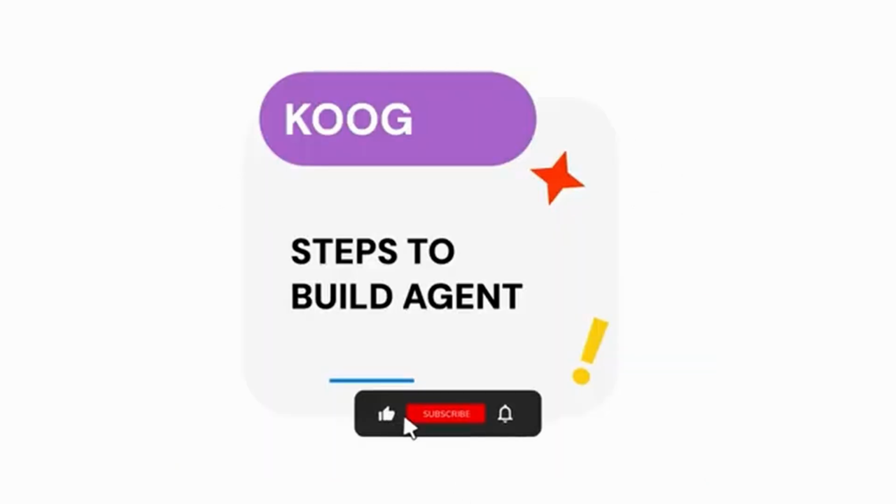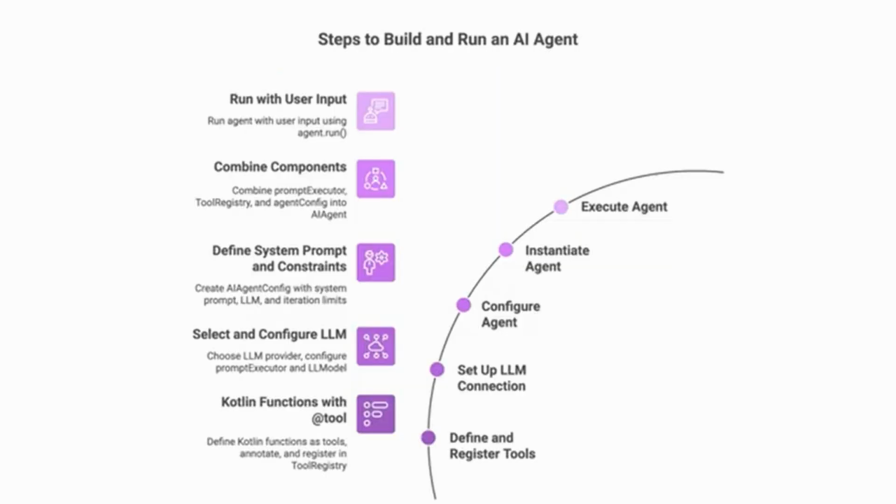Now, let's look at the actual steps to build and run an AI agent. We'll go bottom to top because that's how you actually build it. First step, define and register tools. This is where everything starts. Before the agent even talks to an LLM, you define what it's allowed to do. These are your Kotlin functions annotated with @tool. API calls, database lookups, calculations, file access. If the agent can't do something here, it can never do it later. This step defines the agent's real-world capabilities.